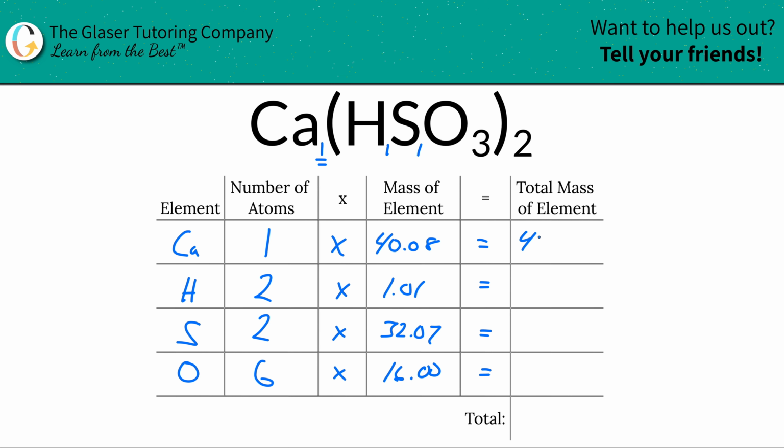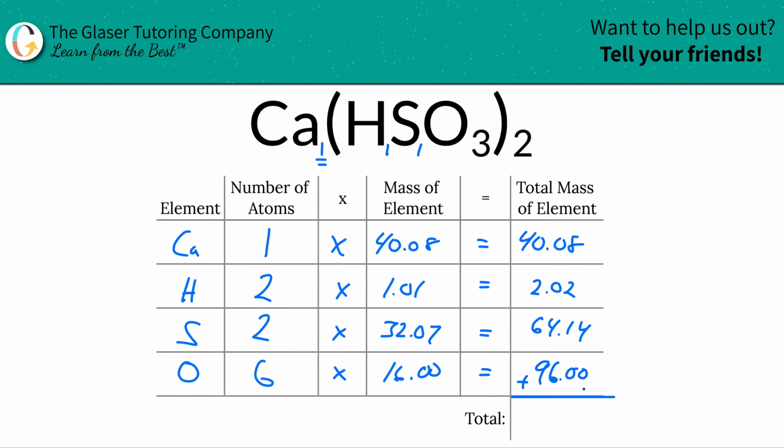So 40.08 times 1 is obviously 40.08, right? 1.01 times 2 is going to be 2.02. 2 times the mass of sulfur here, 32.07, is going to work out to be 64.14. And then you got 6 oxygens, so just take that and multiply by the mass of each oxygen. So that's going to be 96 in total. Okay, you can add in the zeros there if you want. It really doesn't make a difference, obviously.